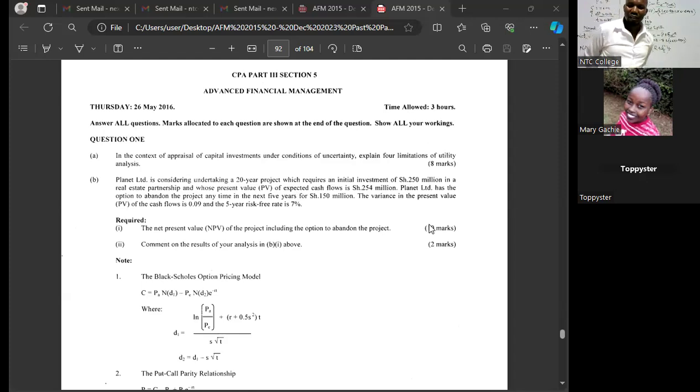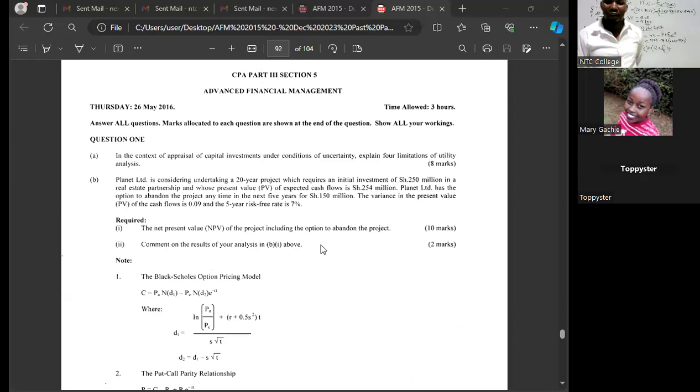Ruth, do you have it? Yesterday, did you write something like that? Or when we were starting, I think it was yesterday, when I introduced the options. Was it yesterday? Yesterday ilikuwa Thursday. Topista, in your books, P inamaanisha nini? What did you write? It's the present value. Present value, that is what I said. Spot price, present value, or current price.